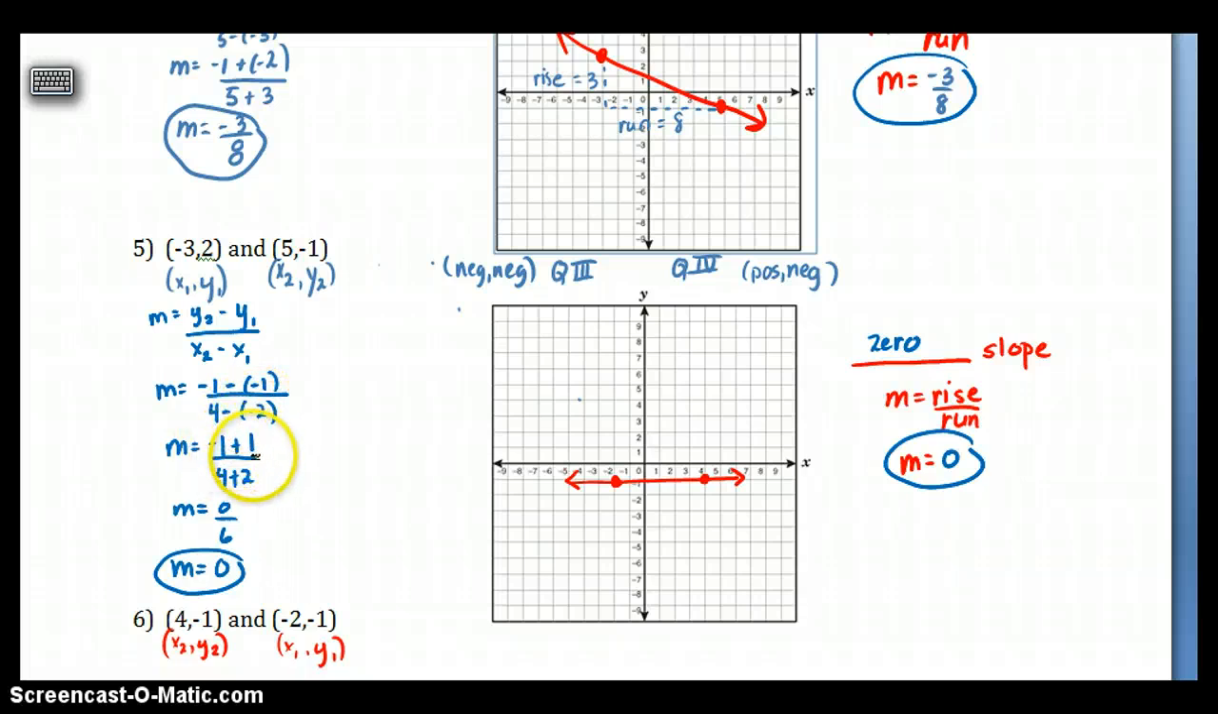Negative 1 plus 1 is 0. 4 plus 2 is 6. You can't leave the answer as 0 over 6, or 0 divided by 6. If you put that into your calculator, you end up with 0, which is our slope, m equals 0.